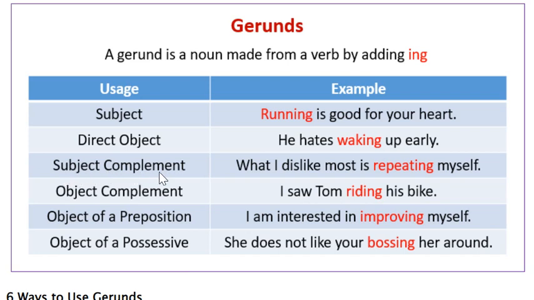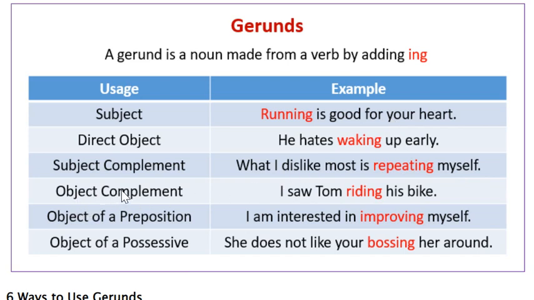For subject complement, for example: What I dislike most is repeating myself. So repeating is the gerund. Why is it a gerund? Because repeat is a verb. When we add ing, it becomes a gerund. So what I dislike most is repeating myself. Repeating is a gerund.